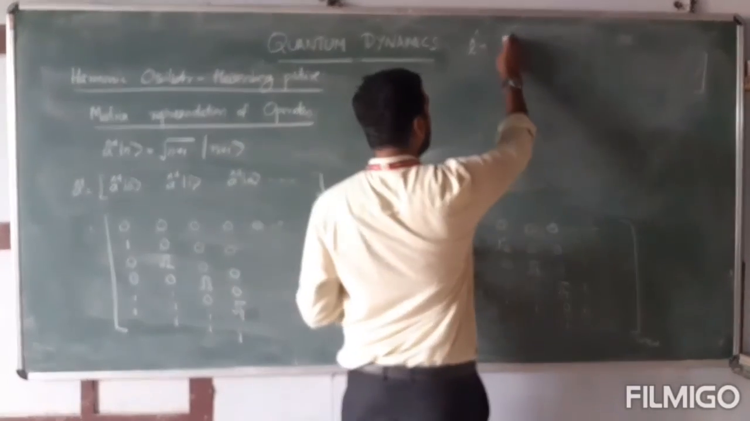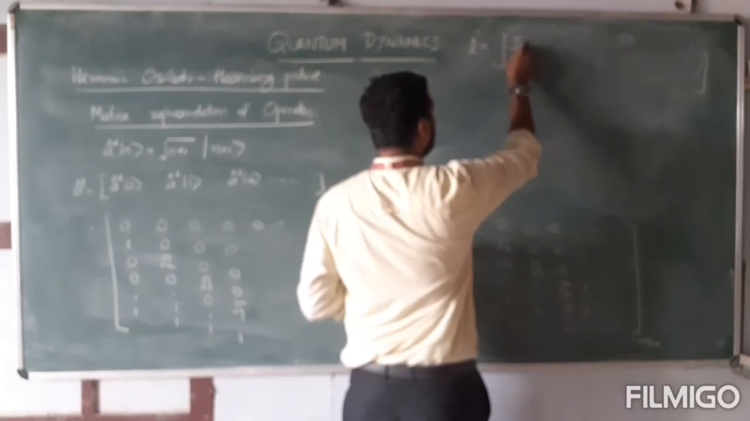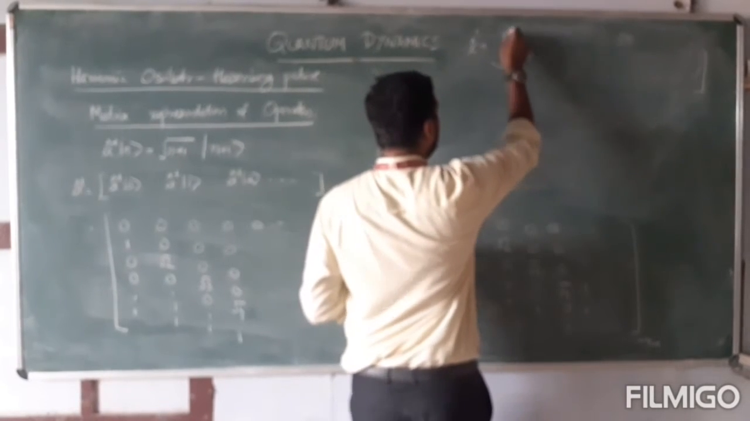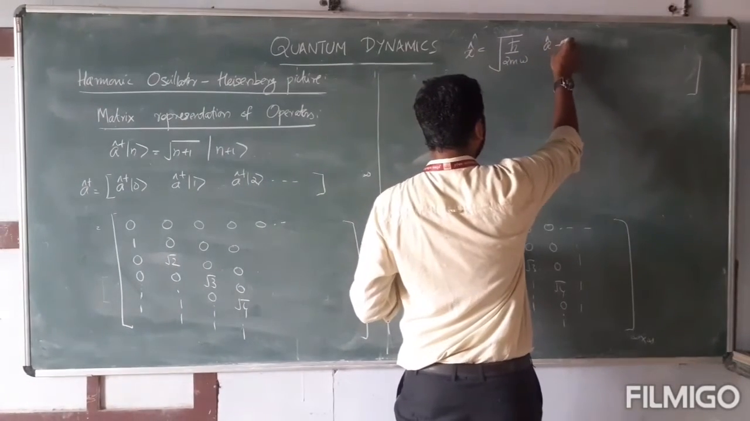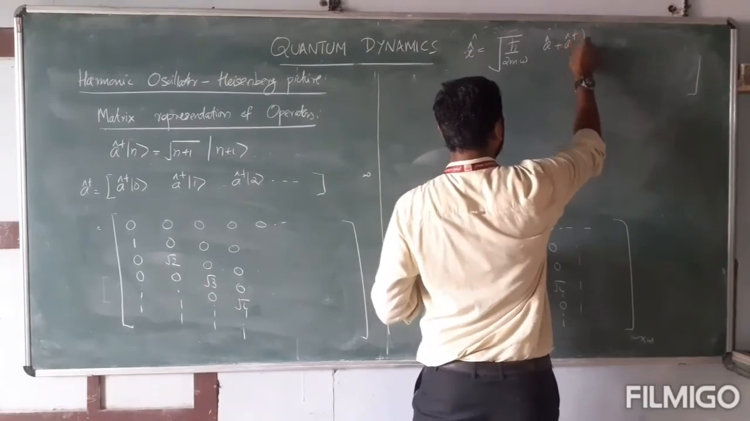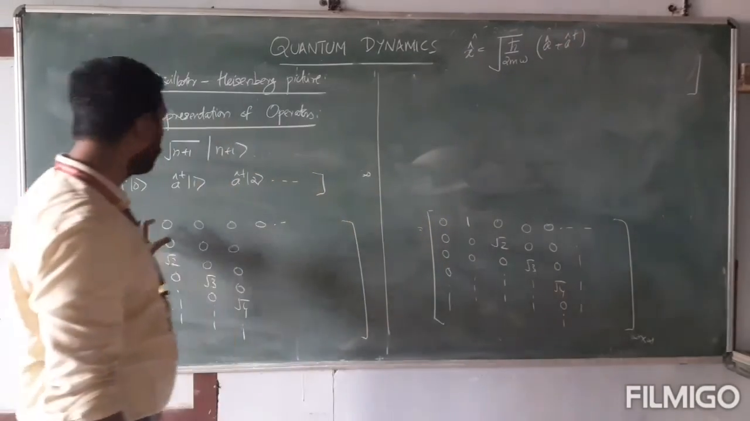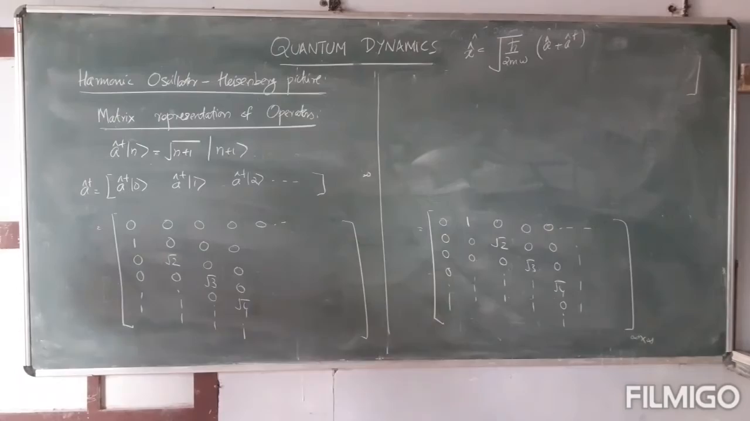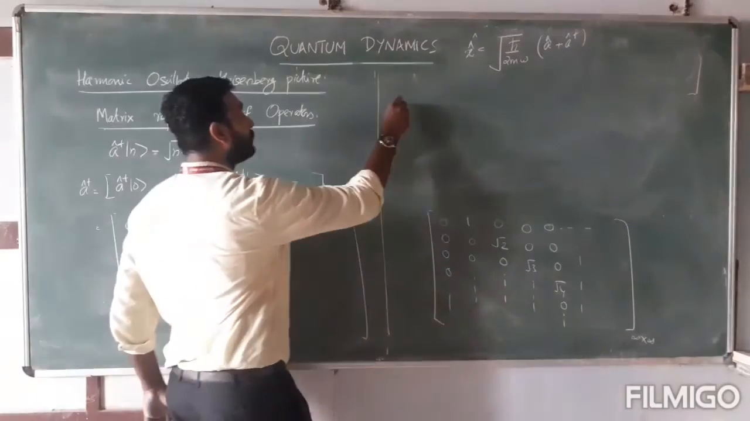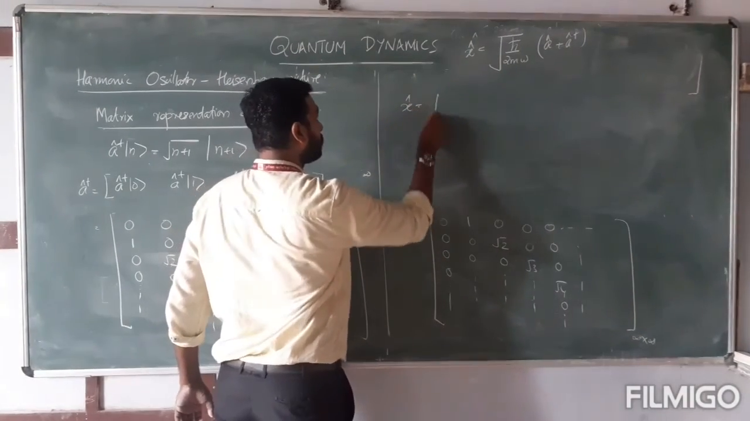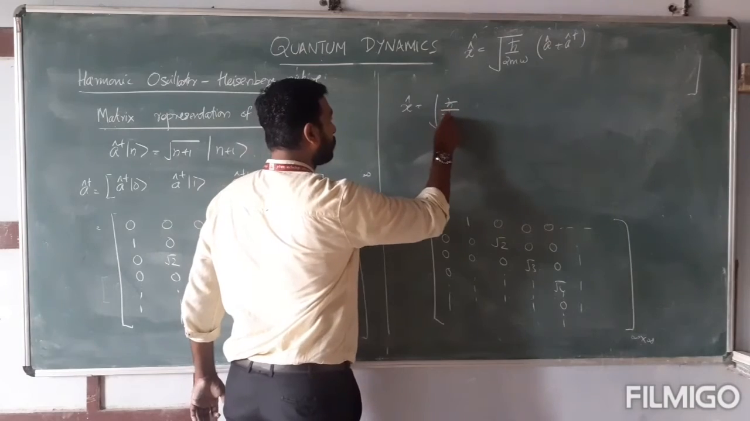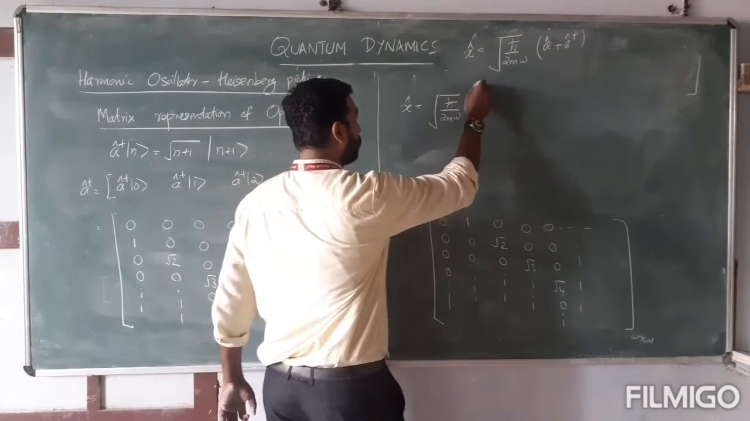X is square root of ħ over 2mω times (a plus a dagger). So right now we have a and a dagger, just add them and you will get x. The operator x can keep square root of ħ over 2mω common outside.